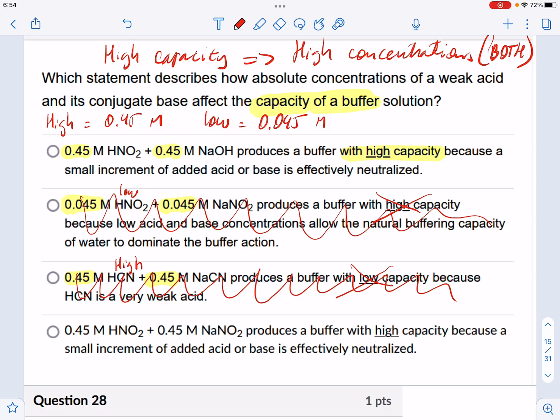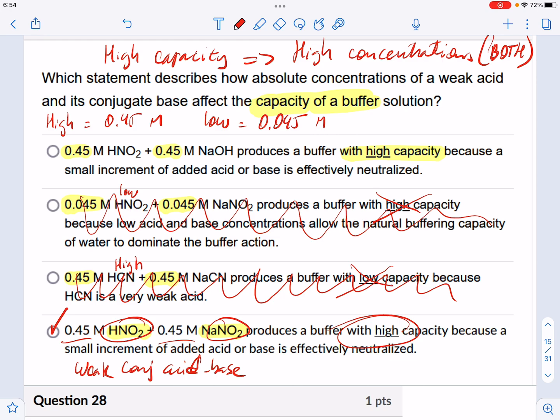Okay, the first one is not what you're looking for. Okay, here you have a conjugate acid base pair. A weak acid conjugate acid base pair. Okay, and you have high concentrations, and that will give you a high capacity buffer because the small increments of added acid or base will be neutralized. Okay, so this is the correct one.